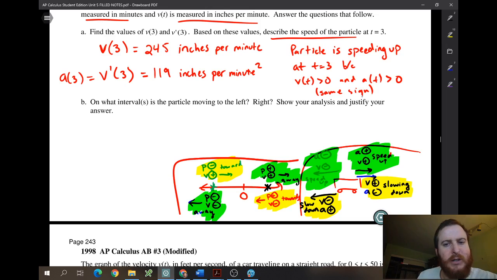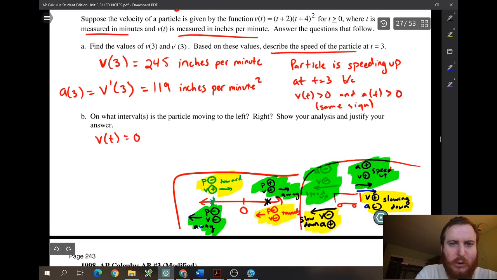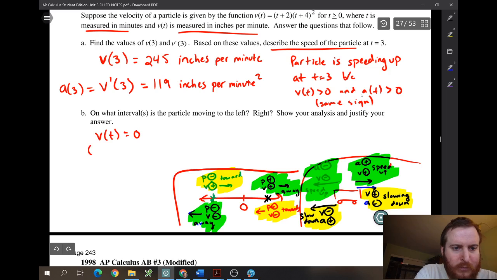So with increasing, decreasing, we would take the derivative and set it equal to 0. What we need to remember here, though, is that the velocity here already was the derivative. So we're going to take the velocity, we're going to set it equal to 0. Right, that formula was (t plus 2) times (t plus 4) squared. You can use your calculator and the solve button if you really want to, but this one's easy enough to just see that it's -2 and -4.